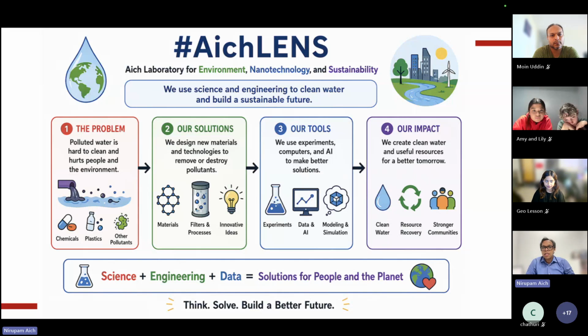The problem that we try to tackle is polluted water. Trying to understand the problem first. So we have to understand where the problems are. There are chemicals, plastics, and other pollutants in the water. Once we understand the problem, we want to understand how we can design new solutions. So we try to solve this problem by designing new materials. So that's where nanotechnology comes in.